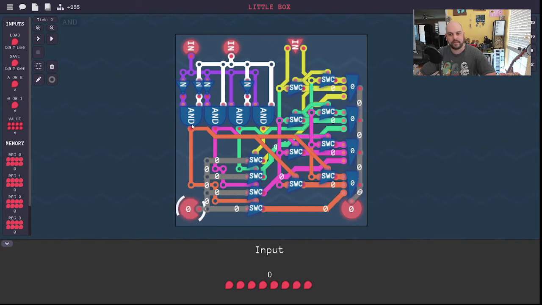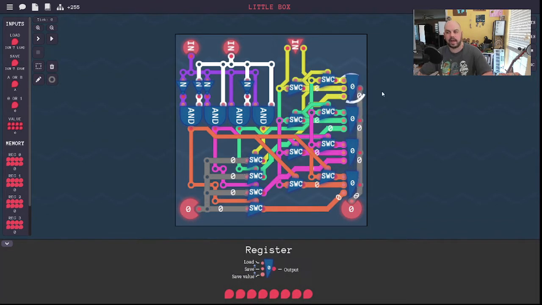And then the output of this demultiplexer is what's selecting which one of these switches to let me know that, okay, this piece of data can come from this switch, which is going into register 1. If I have the save or the load on for register 1, I'm going to save or load that data.